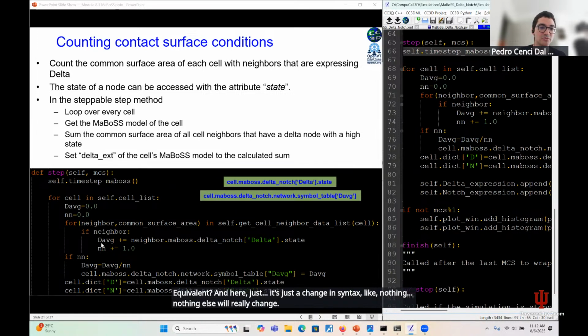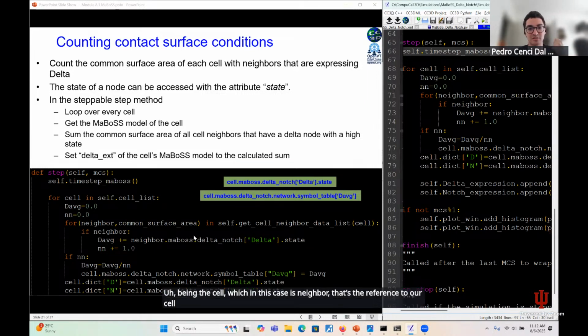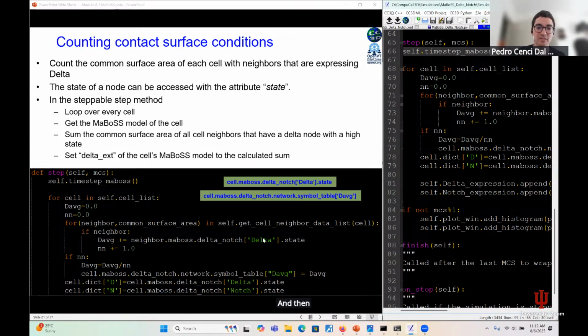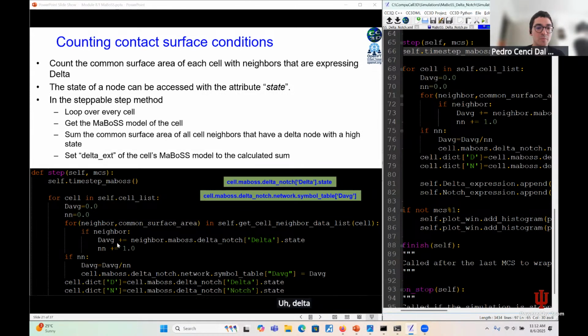Here where we do the loop over neighbors, we have the average of delta being the cell, which in this case is neighbor. That's the reference to our cell, dot maboss dot delta notch, which is the name of the network, and then the name of the node, dot state to get to the state of the node, and then we are summing this to our delta average variable.